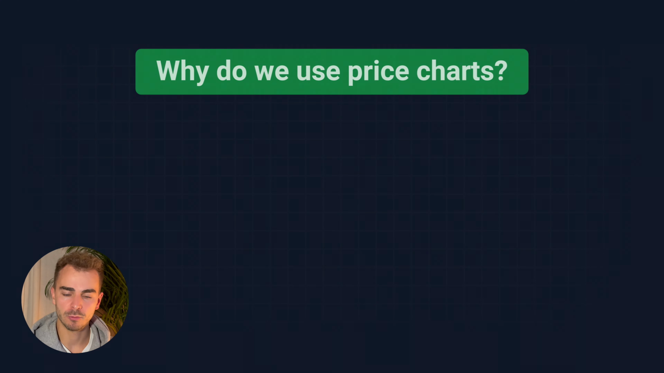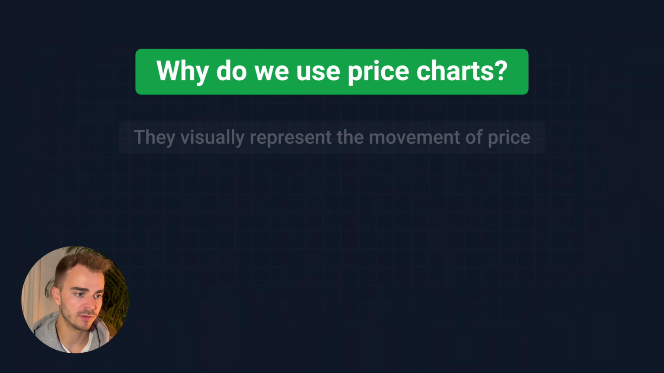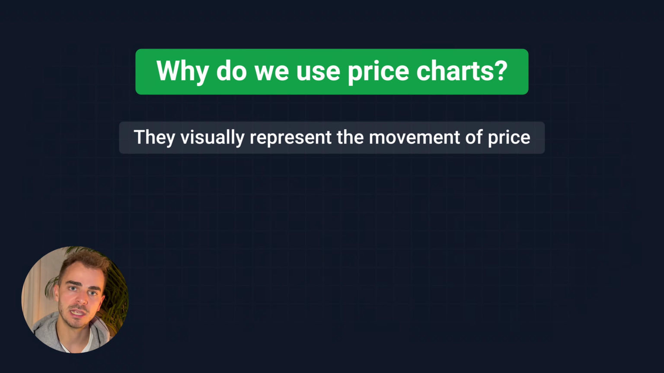So for price charts, it is important to understand why we actually look at this. And that is obviously because price charts visually represent market price movements over time. So on that note, it makes sense to discuss the different time frames.